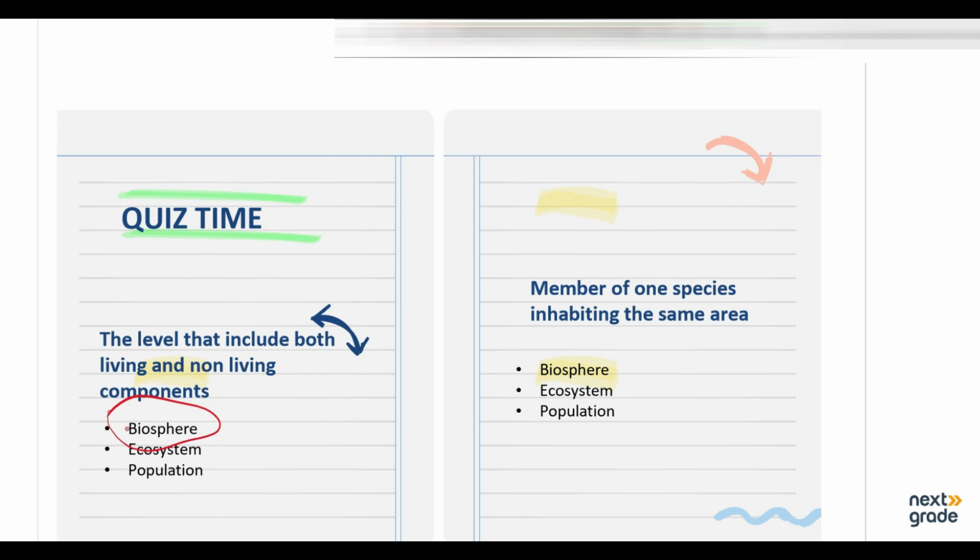Then, members of one species inhabiting the same area. What is that? Biosphere, ecosystem or population? As we already discussed, the biosphere is the part of earth where living organisms and both living and non-living components live together. This one is only talking about one species. The ecosystem is a bigger level where the community is together with its non-living surroundings. So which option is left in the middle? It's population. So that's it.